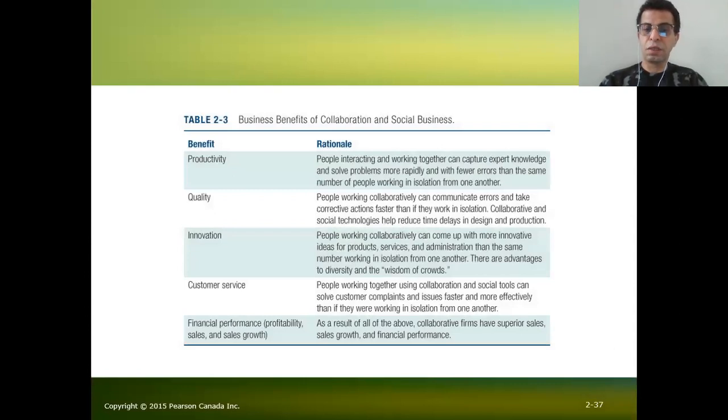And the business benefits of collaboration and social business, as we said, are better productivity, better quality, innovation, more flexibility, better customer service, and better financial performance in the fields of profitability, sales, and growth.